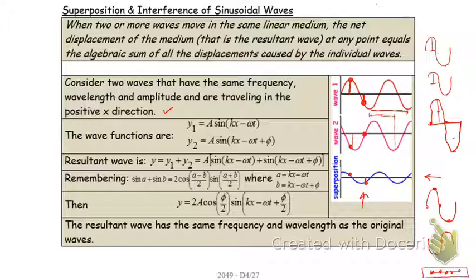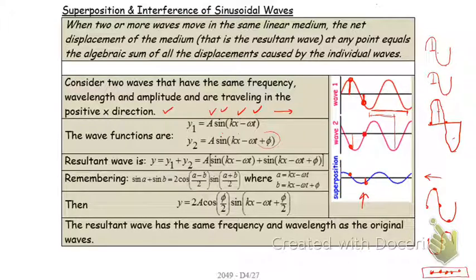So they both have a sine kx minus omega t because they're traveling to the right. But this one is just a little bit ahead in phase. So we have a sine kx minus omega t plus phi. That's the only difference, plus phi. I have to remember some trig.